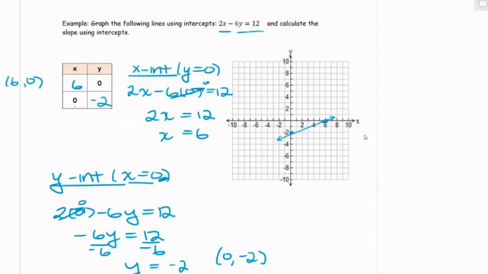So hopefully you get comfortable with working from slope y-intercept form and standard form wherever and whenever you need it.